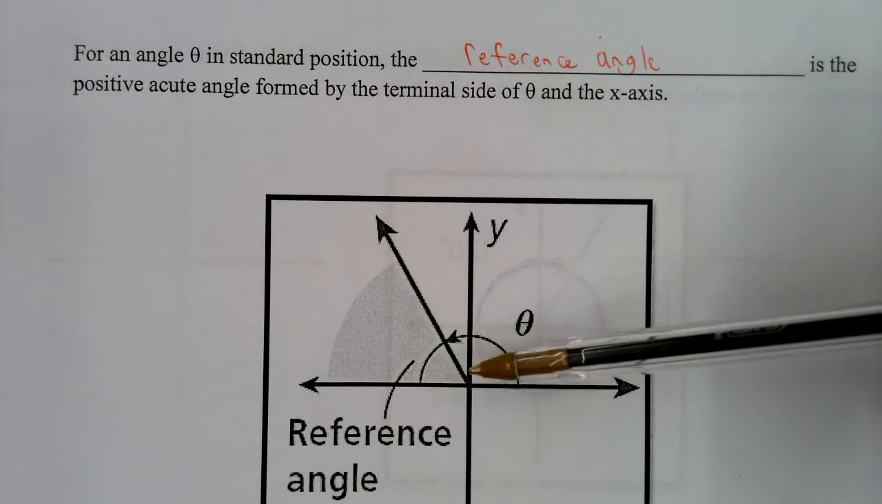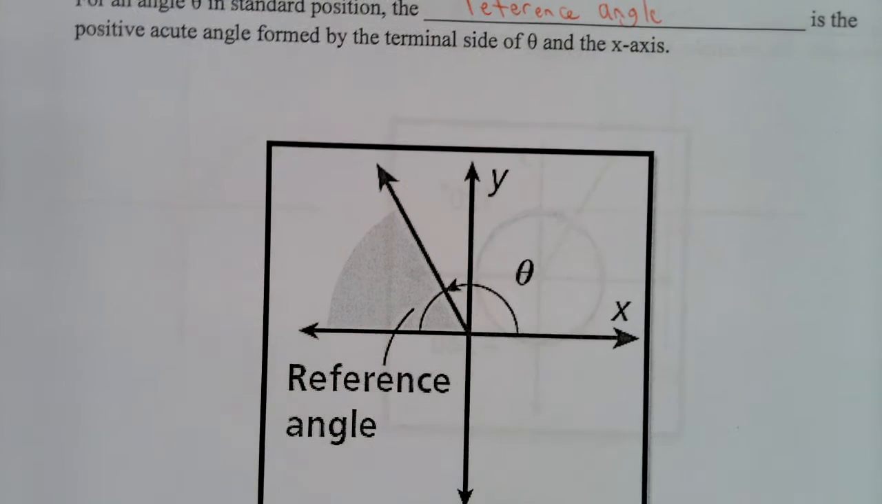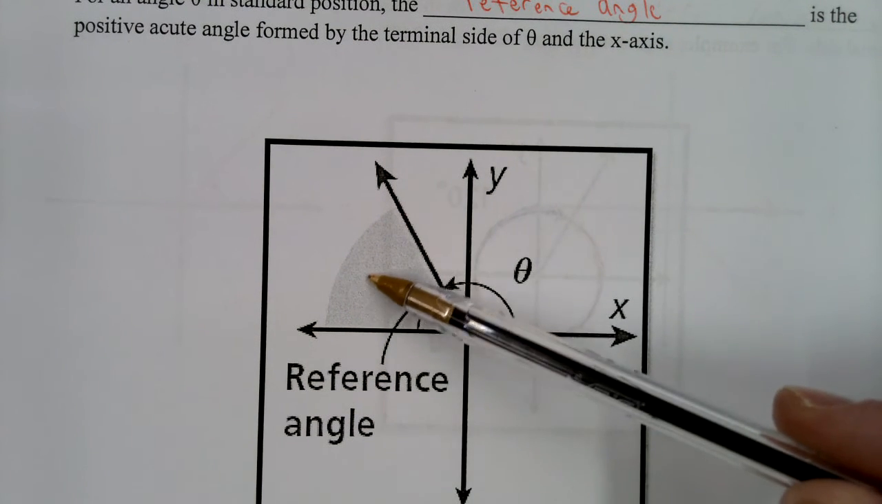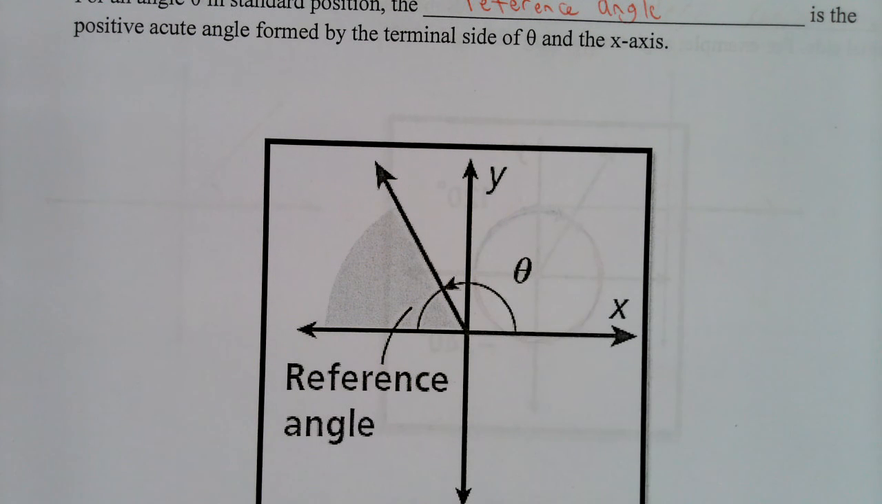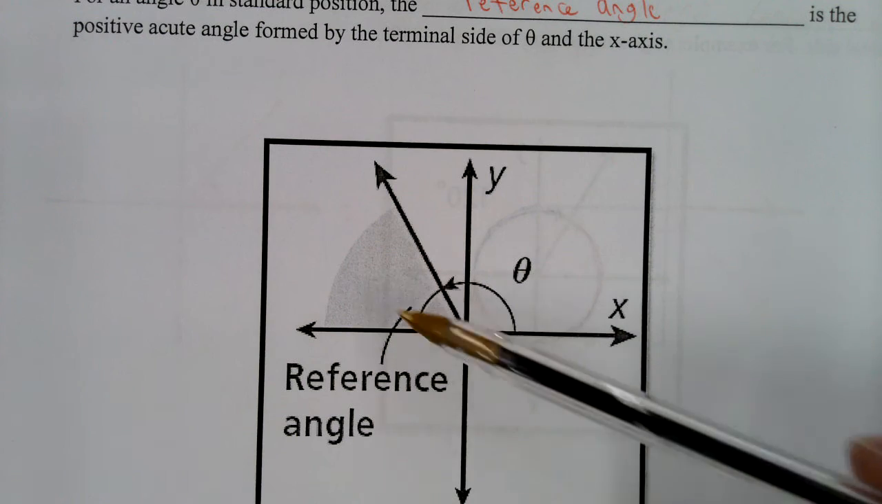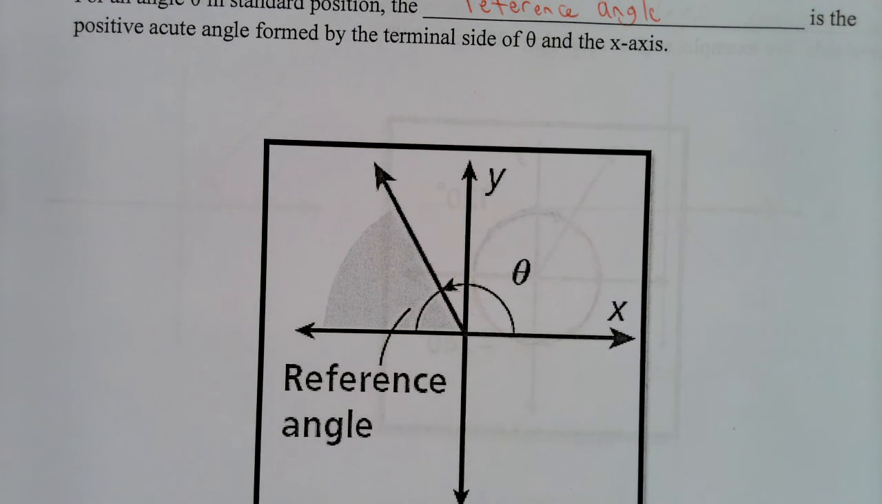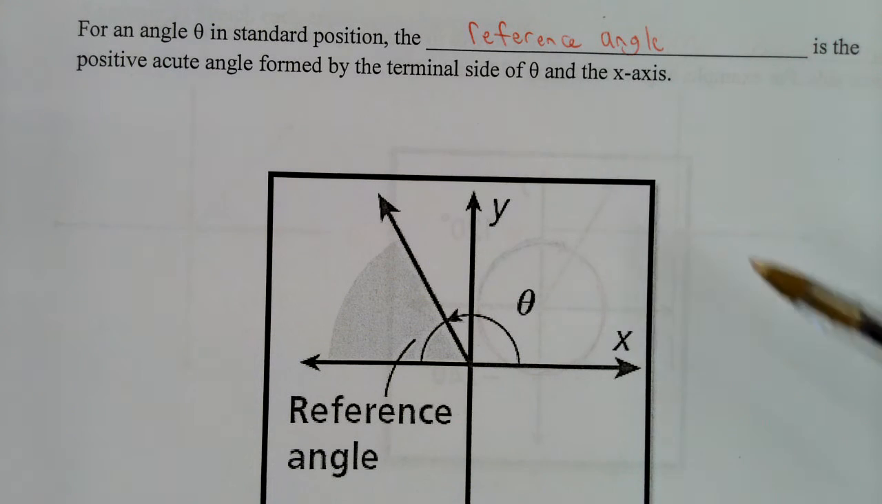So again, if this is the angle right here, the terminal side, then the reference angle would be this angle right here. Because it has to be positive and it has to be acute. It's not this angle right here because that's obtuse. It's more than 90. It's acute and it's positive. That's the reference angle.